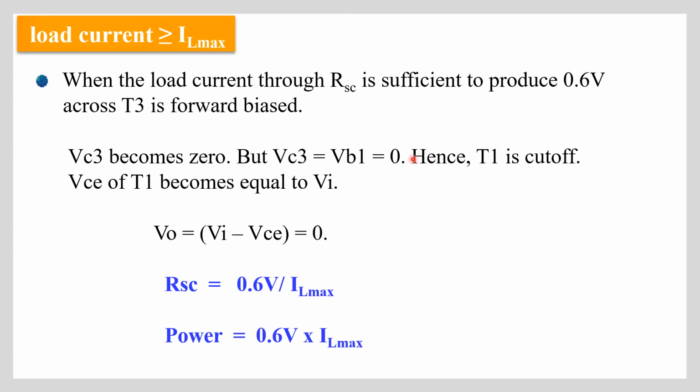The value of RSC required to limit the current, and its power dissipation, can be calculated. So we calculate the value of the resistance, that is RSC, as 0.6 volt upon IL max. What is the power dissipation? Power is equal to V into I, V is equal to 0.6 volt into IL maximum. So by using a current limiting circuit, we can protect our regulator, right? So we can protect the transistor series regulator when there is an excess load current flowing through the circuit.